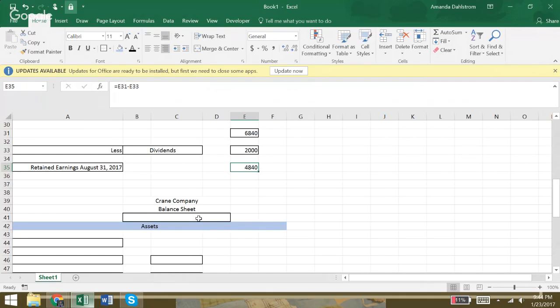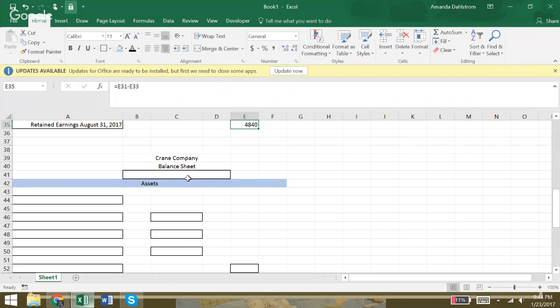All right, so finally we're going to create our balance sheet. And for balance sheets, we only put the date they were created. So we're going to put August 31st, 2017. We're going to start with our current assets.